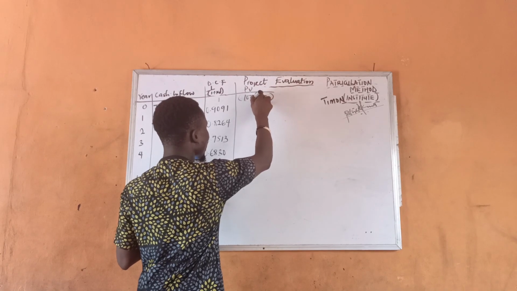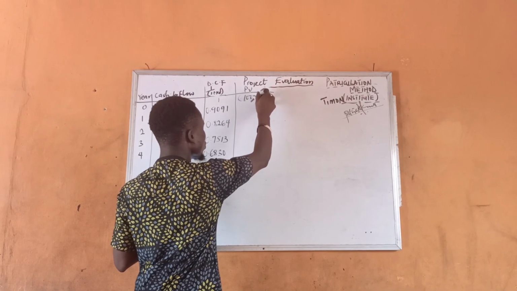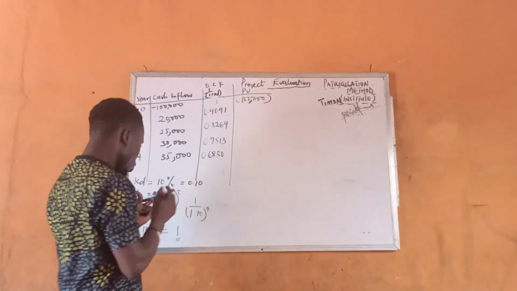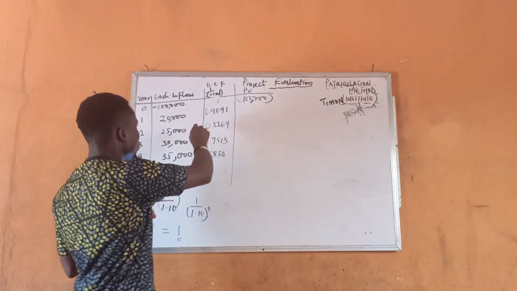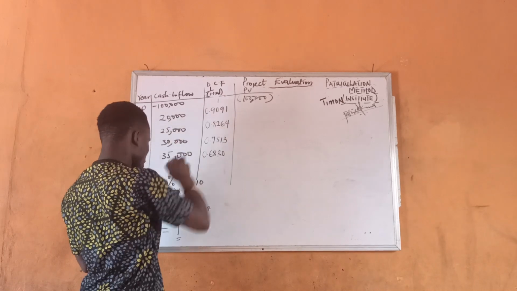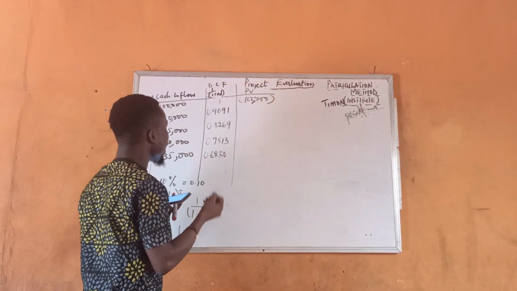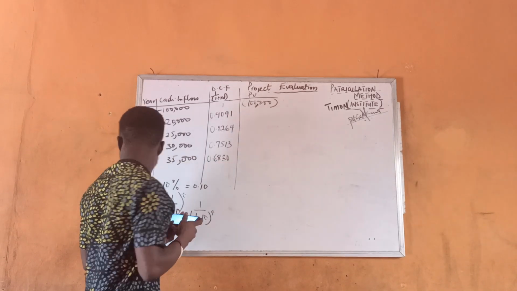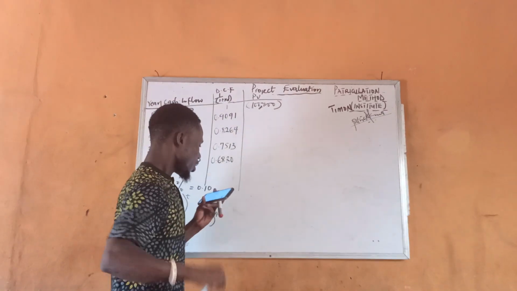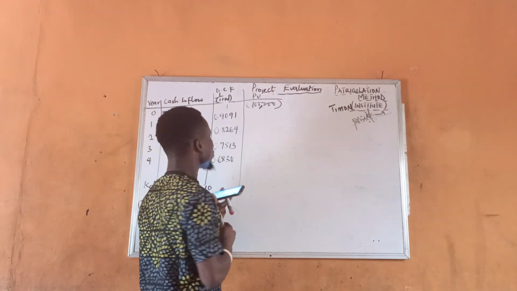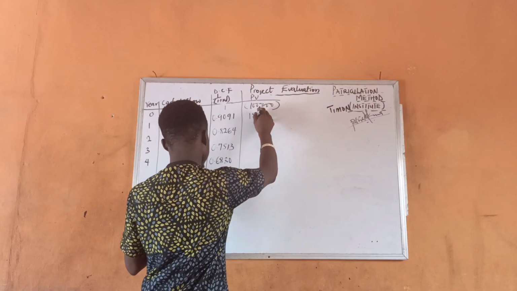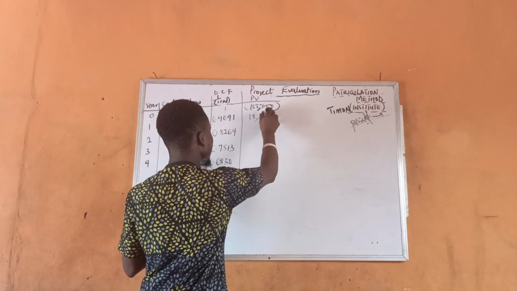Or if you open the bracket, you put it in minus 100,000. So let's say 20,000 multiplied by 0.9091. I approximated at the last point. I have 18,182.